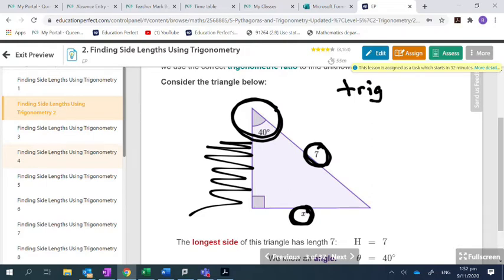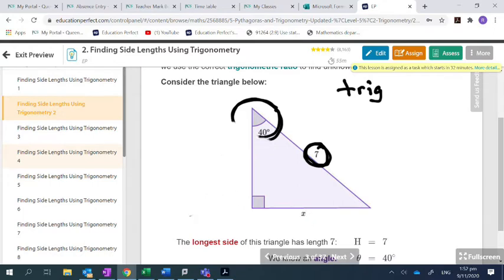Now what if I had that side and this side? Would I have to use trig to find this side? No, I could use the Pythagorean formula, right? But in this case, we're going to have to use trig to figure that out.